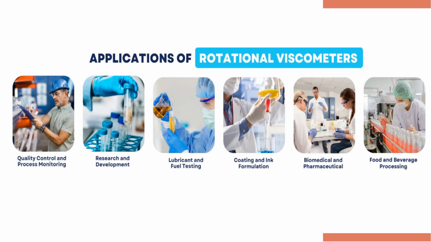Now we will see the applications of rotational viscometers. As I discussed before, there are many applications of rotational viscometers. The first one is quality control and process monitoring. That is, as I said, viscosity testing is one of the important methods used for checking the quality of products. Next is research and development. In research and development also viscosity testing is used to check the final quality of the product. Next is lubricant and fuel testing, and the next application is coating and ink formulation. And in biomedical and pharmaceutical industries also rotational viscometers are used. And the last is food and beverage processing industries.